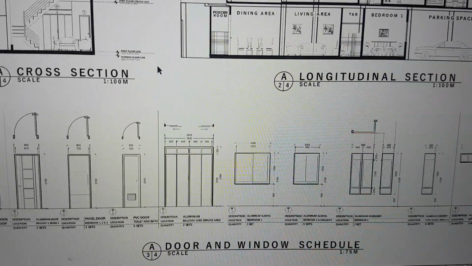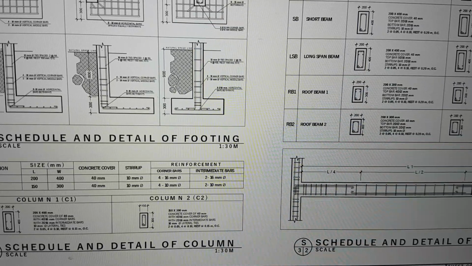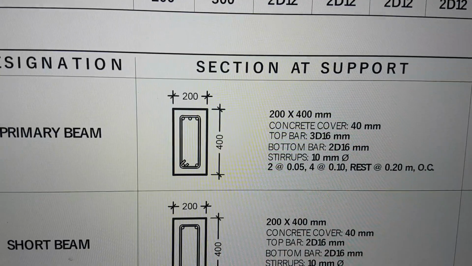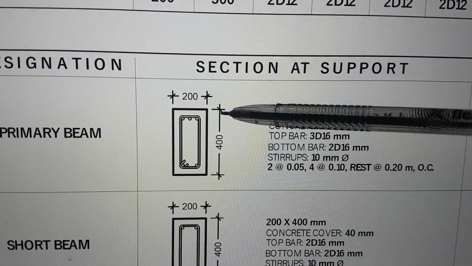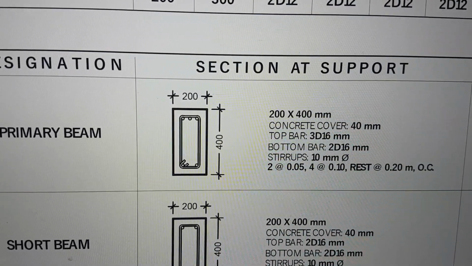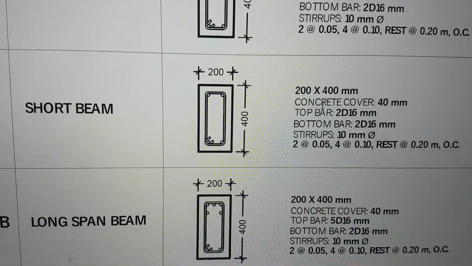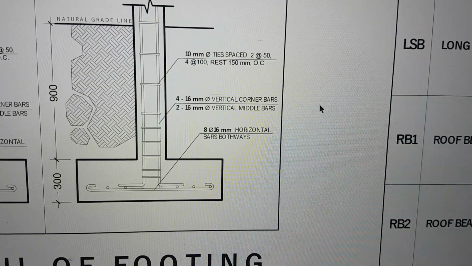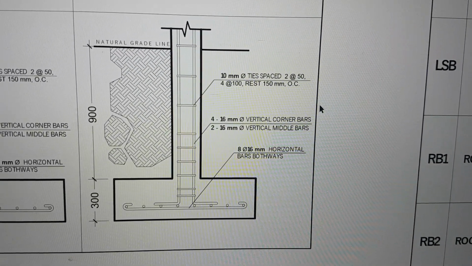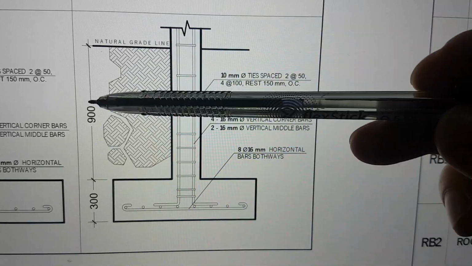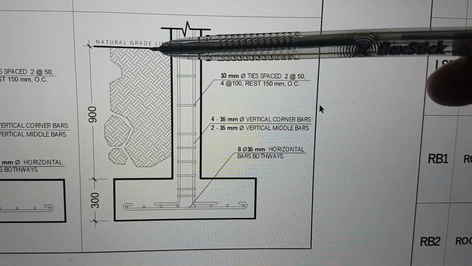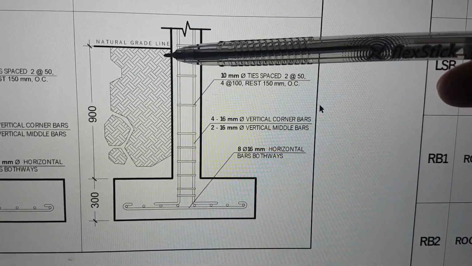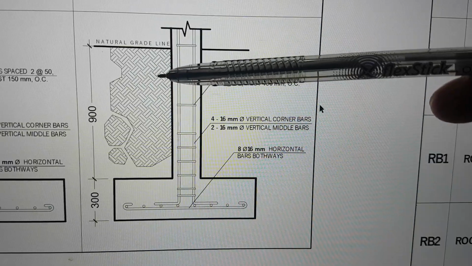What is the depth of the grade beam? Going back to the schedule, the grade beam is equivalent to the primary beam, which has a depth of 0.4. So the height that we're going to consider below the natural grade line for the column would be 0.9 minus the thickness of the slab on fill minus the depth of the grade beam.